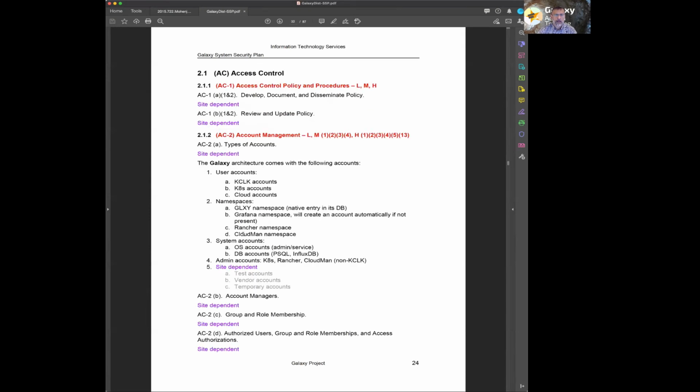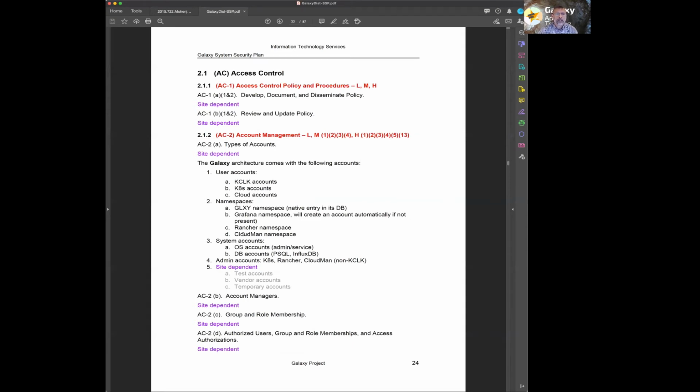And so, as I mentioned, the 800-53 has a number of control families. And so this gets into the individual controls of each control family, for example. As I mentioned, the first one is access control, which is the most important control family. So it talks about all the controls you have in place.